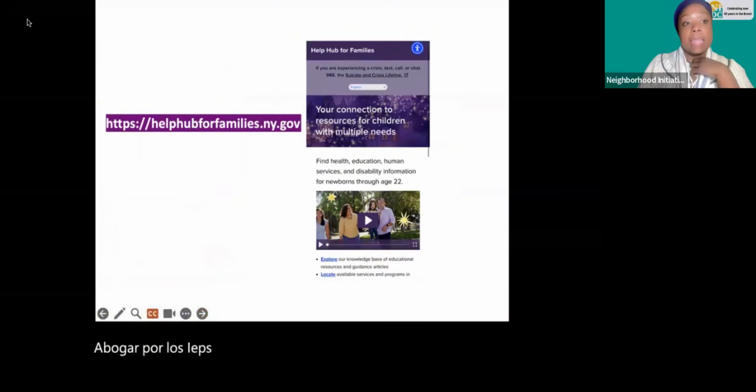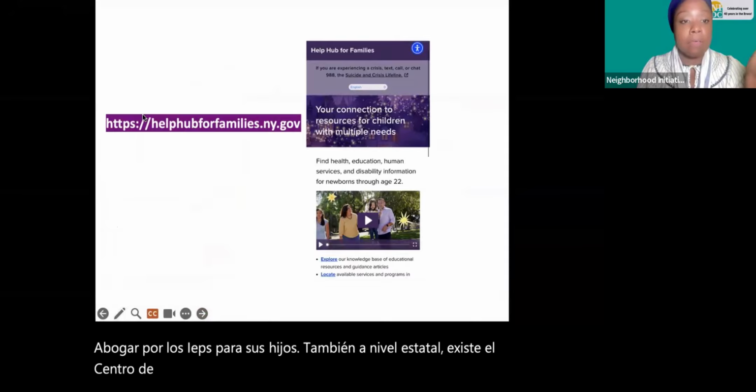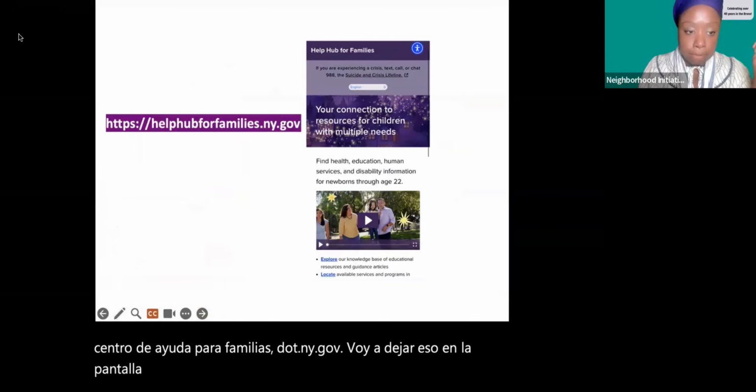Also, at the state level, there's the Help Hub for families.ny.gov. I'm going to leave that on the screen since it's so easy.